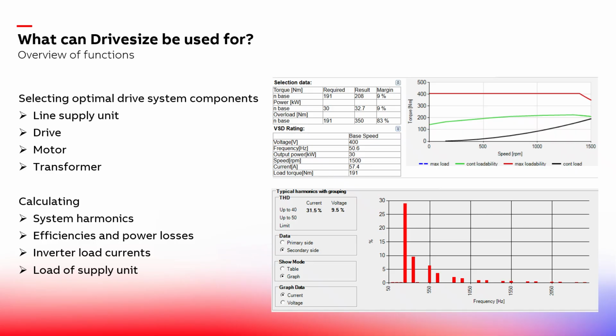You can also use it to calculate system harmonics, efficiencies and power losses, inverter load currents, and the load of the supply unit. So there's a few different things you can do. We're going to cover a lot of these today that are relevant to HVACR and where I see would use them the most. On the right is a couple of pictures just to give you a flavour of some of the screens that we're going to see, with a selection in the top right there, and then on the bottom there's a harmonics calculation as well.